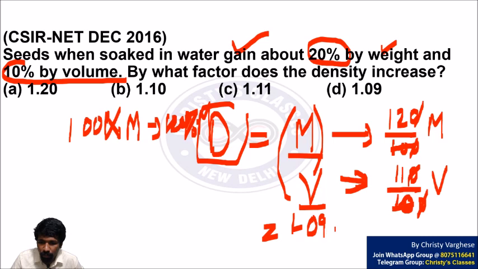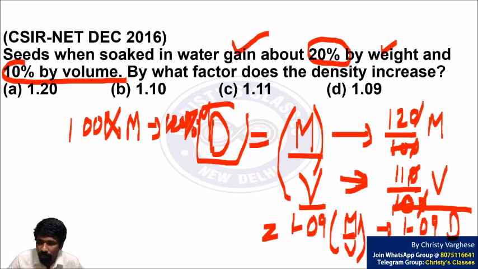1.09 times M by V. That means 1 by 1.09 times the initial density will be the final density. By what factor does the density increase? 1.09 times is the increase. That means option D is the answer. I think it is clear to all of you.